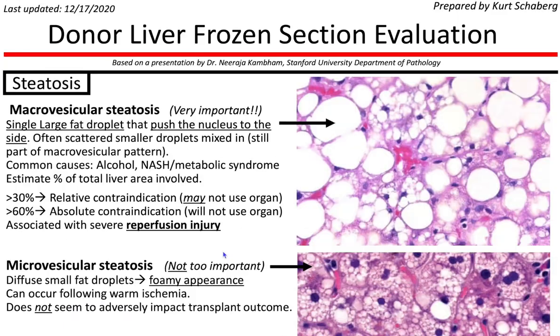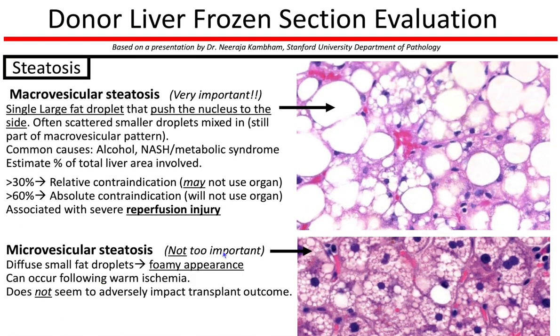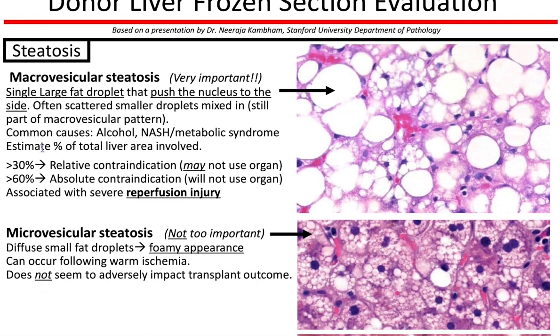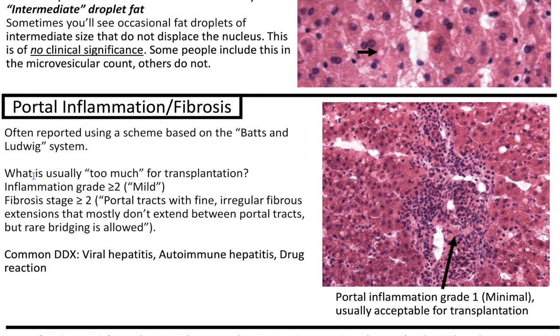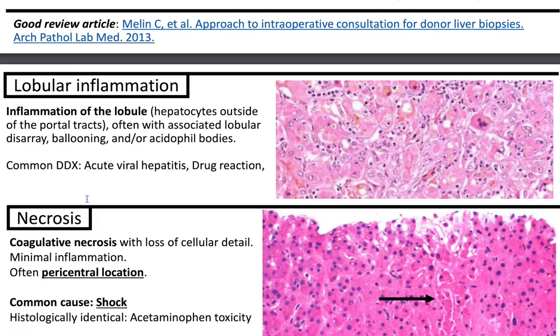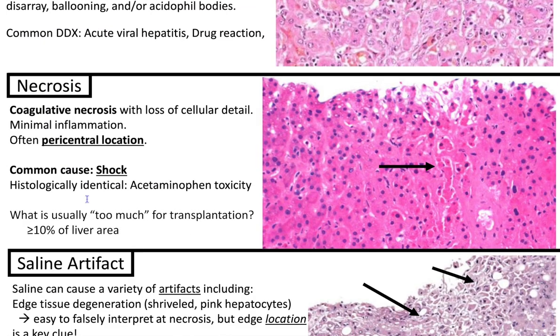Just a recap before we talk about donor kidney evaluation. Liver frozen evaluation: look for macrovesicular steatosis, greater than 30%, greater than 60%. Look for portal inflammation grade greater than or equal to 2, mild, or fibrosis stage greater than or equal to 2. Look for lobular inflammation. Look for coagulative necrosis and whether it's greater than or equal to 10%.